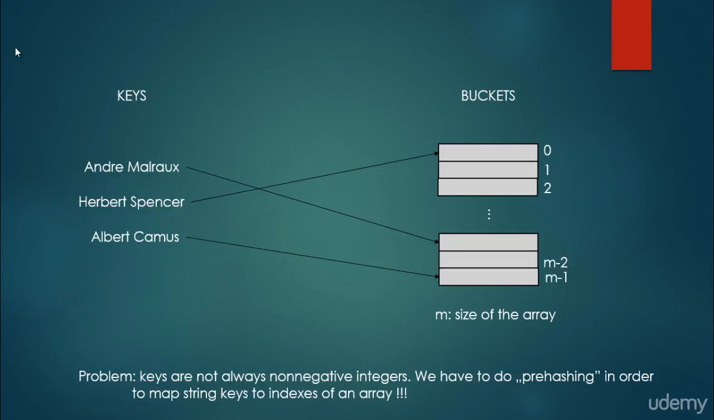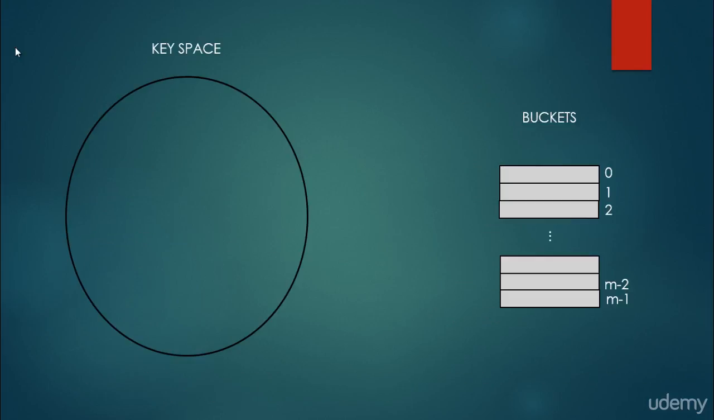And the problem is that the keys are not always non-negative integers, such as here in our example. These are names, so strings: André Marlowe, Herbert Spencer, and Albert Camus. These are not integers, these are strings. So we have to do a pre-hashing in order to map string keys to indices of an array. We have the key space, we have the buckets, so our array, and we have, for example, several keys, k1, k2, k3, and we try to find for each of these keys a given index and a given slot in our array.